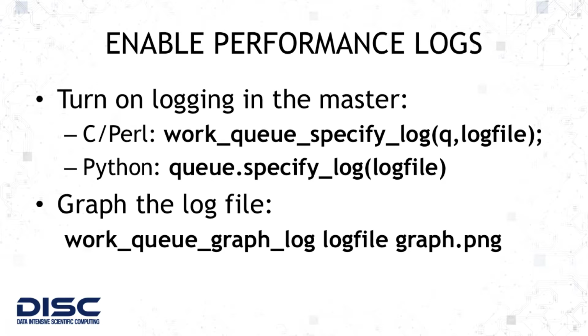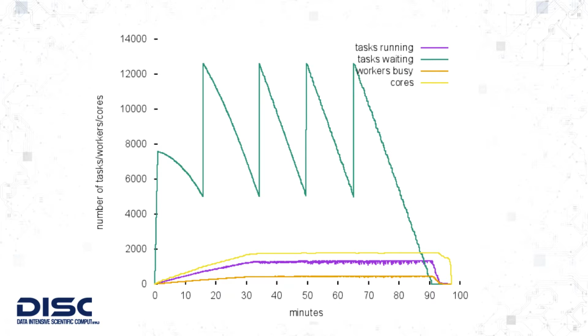Now, it is also helpful when things aren't going as expected to turn on some performance logs. You can do this by stating work queue specify log and the name of a log file. Then the master will periodically write into that log file a record that indicates how many tasks are running, waiting, completed, how many workers are connected, and a variety of other figures. You can look at that manually if you want, but it's easier to just plot it by using the tool workQGraphLog. And this will produce a graph like this.